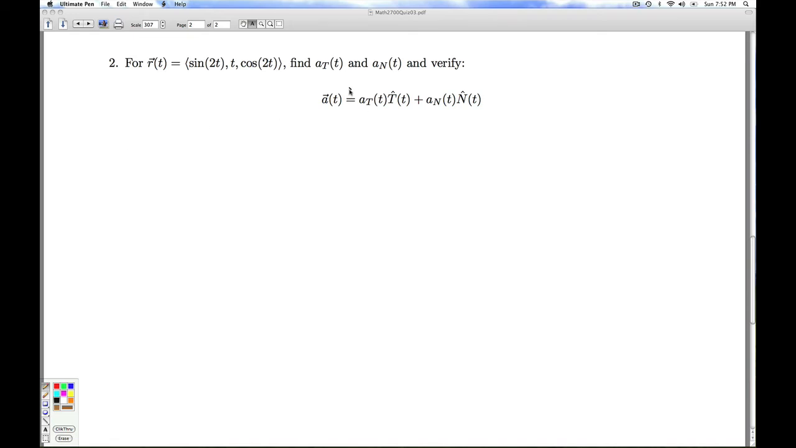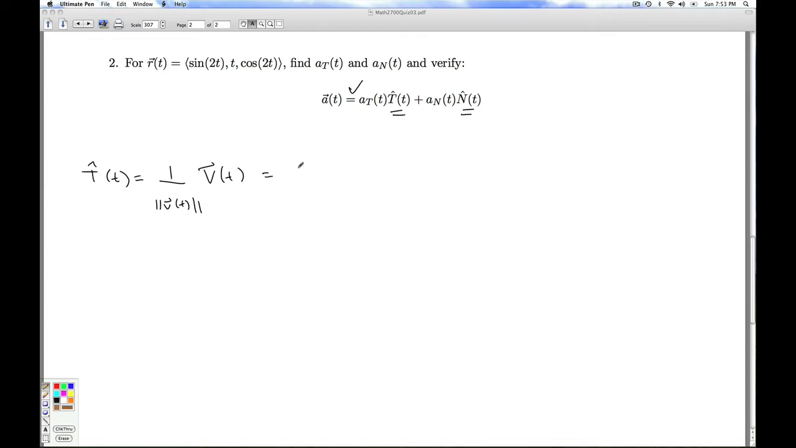Okay, so if we want to verify this identity, we need to figure out the T hat and the N hat. So remember the definition of T hat of t. It's the principal unit tangent vector. That's the direction you're going. So we're going to take the velocity and divide that by its magnitude, the speed.